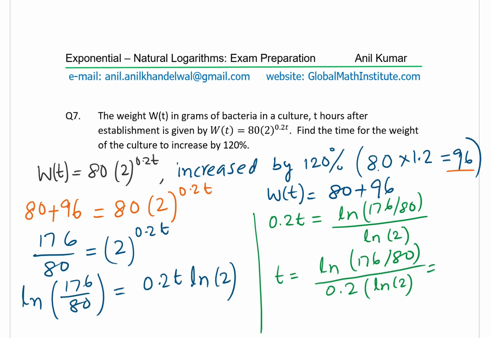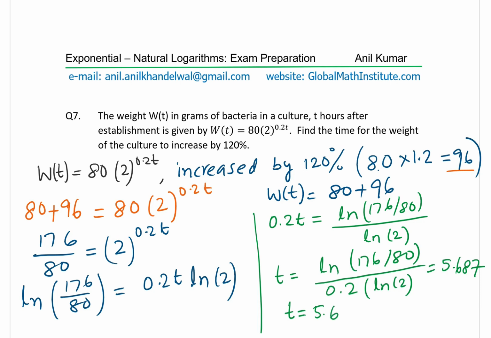So let's find the solution now. So we have 176 divided by 80, natural log of this, divided by 0.2, and then we'll divide this by ln 2. So we get 5.687. So, find the time for the weight of the sculpture to increase by 120%. T is in hours. So we get our answer T as 5.687.